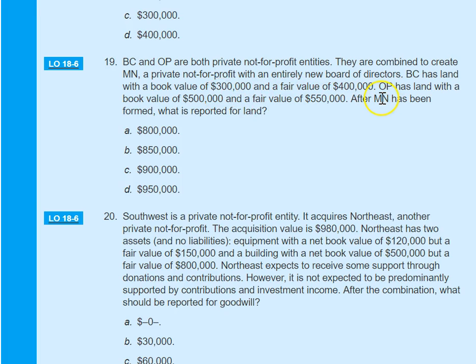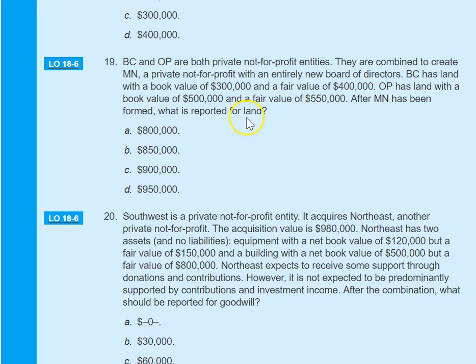On the other hand, OP has a land. The other entity's book value is 500,000. Fair value is 550,000. Now, what should be the combined reported value for land? Remember, here we will not be using the goodwill approach. Here we will not use the fair values because this is the case of merger, and we will use the carryover method. And for the carryover method, we need to consider the book values, so pooling method.